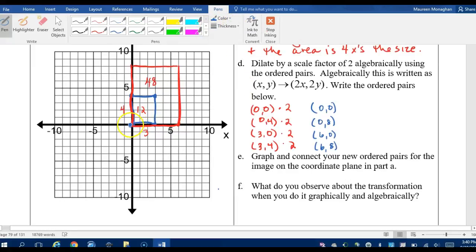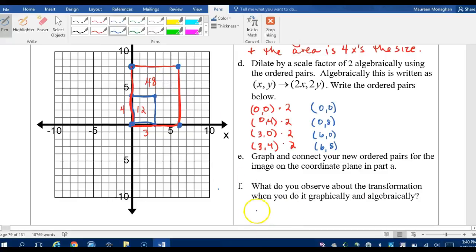And 0, 0 is here. 0, 8 is here. 6, 0 is here. And 6, 8 is there. What do you observe about the transformation when you do it graphically and algebraically?